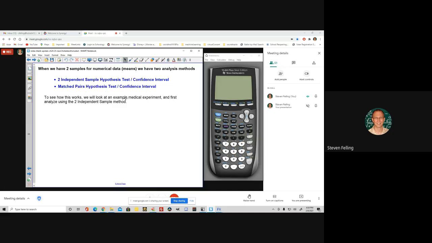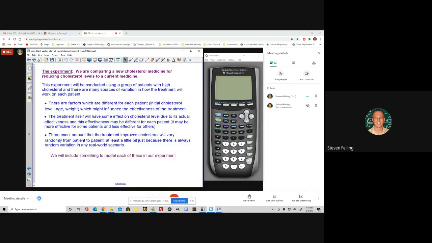To see how this works, we're going to look at a made up example medical experiment. That'll show us the difference between the two, and then we'll switch back to more traditional note mode, and we will look at the mechanics of what we write to conduct a hypothesis test or a confidence interval and how things like conditions change and all that.